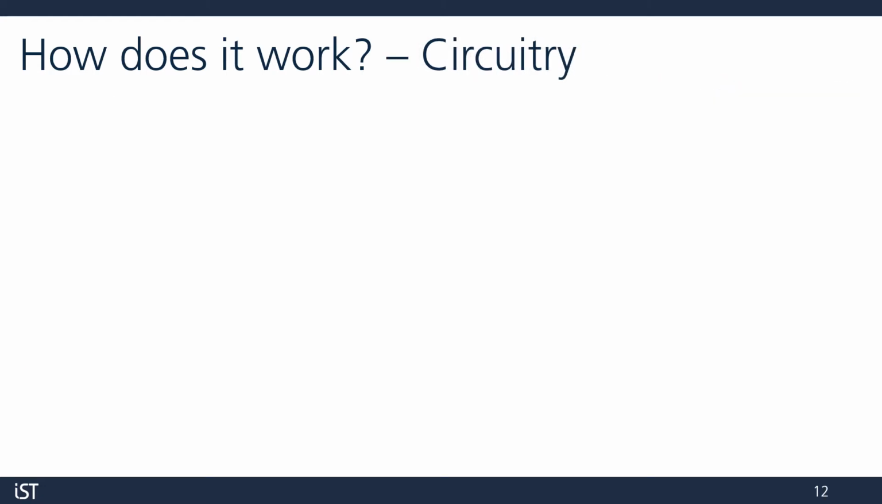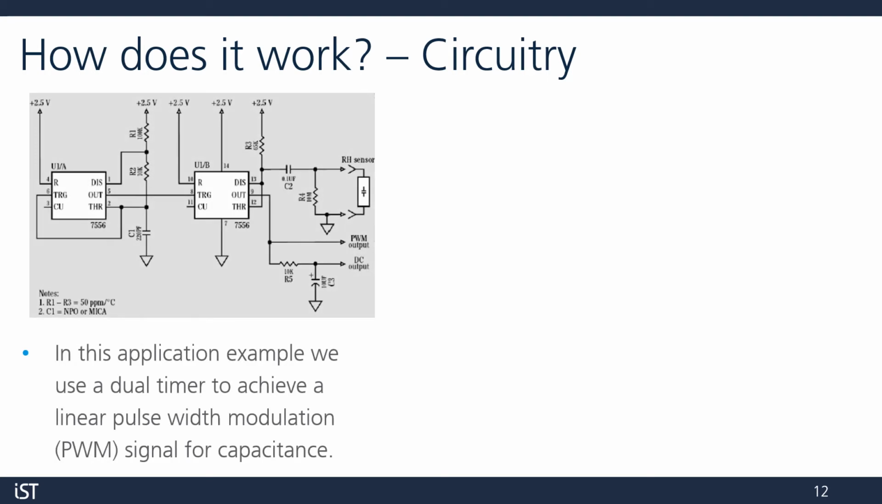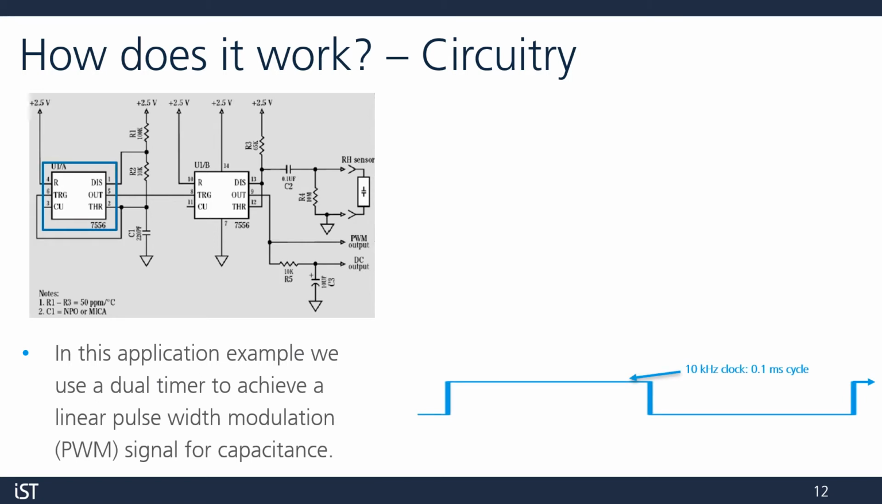So how are we usually capturing this? Here's an example circuit where we use a dual timer to obtain a linear pulse width modulated or PWM signal for our capacitance. In dark blue, we have our clock signal, setting the starting point for each measurement. In this case, we're using 10 kHz, which is our recommended maximum measurement frequency. The time per cycle is 0.1 milliseconds.